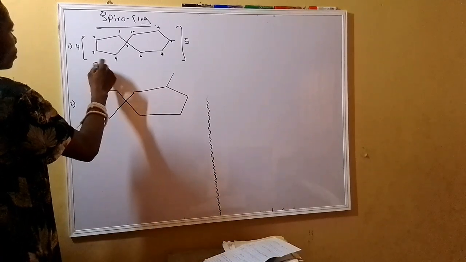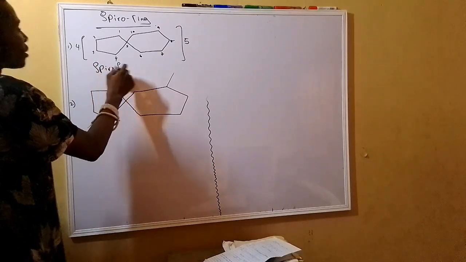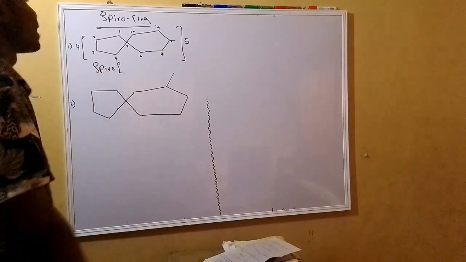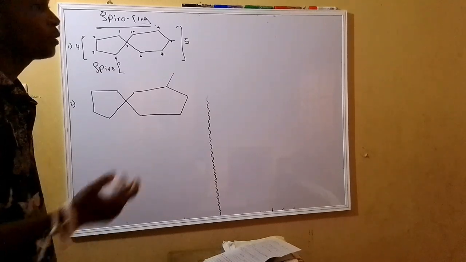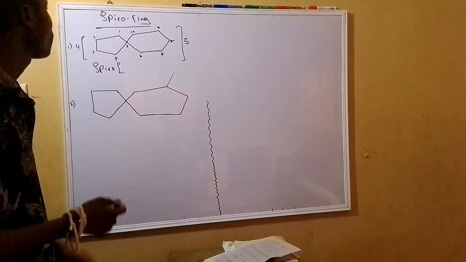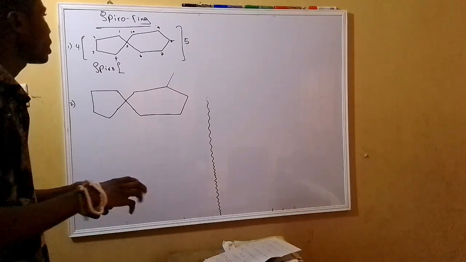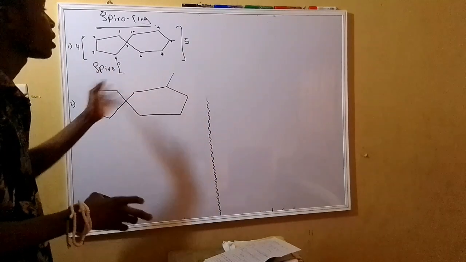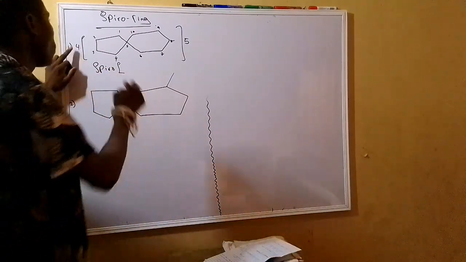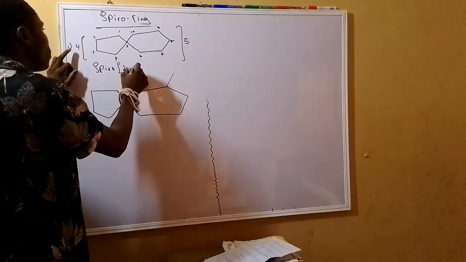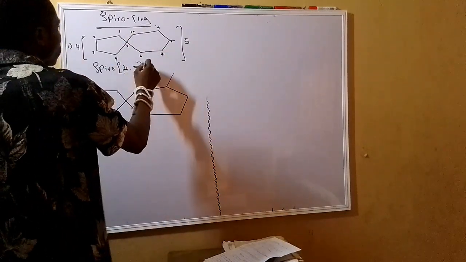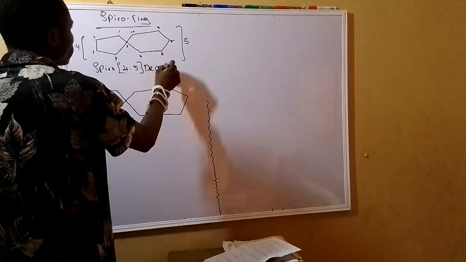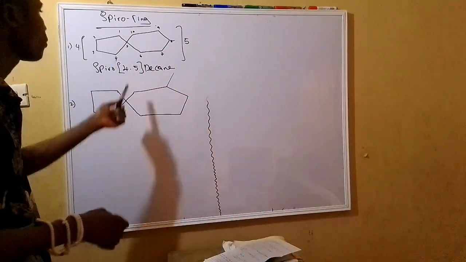So therefore, what is our naming? Easy. Spiro. And how do we give reference to it? The same way, but instead of decreasing order, you move in increasing order. That's 4.5. Then our parent chain, you have decane. So spiro 4.5 decane.